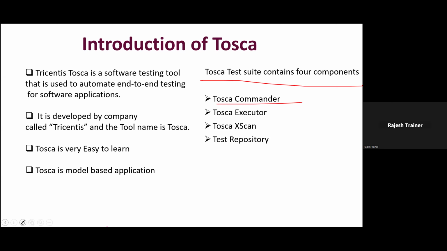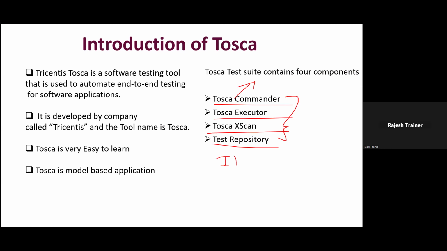Okay. So now the first interview question they will ask: what are the components of Tosca? We have majorly 4 components of Tosca: Tosca Commander, Tosca Executor, Tosca Xscan, and Test Repository. Tosca Commander is an IDE, an Integrated Development Environment. In order to build any code, we need to have one interface, right? It is also the same.